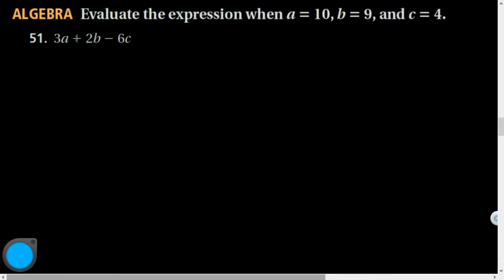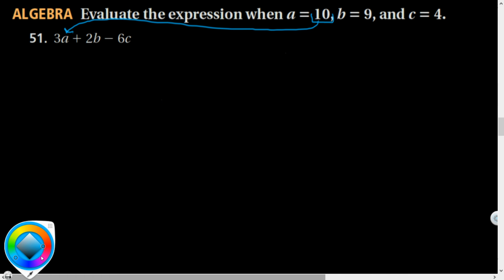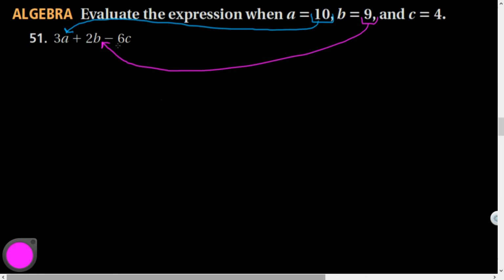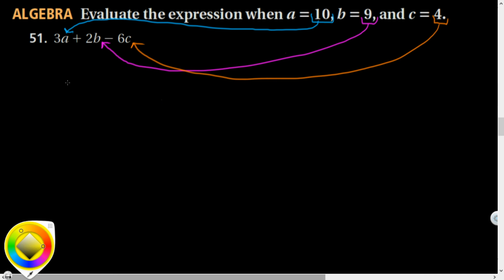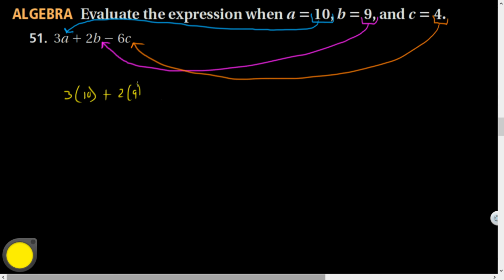Here we go. 51, evaluate the expression when A is 10. So plug in 10 for the A, called the substitution property. And B is 9. And C, I guess I'll use orange, is 4. I'm pretty pleased with those arrows. Round of applause for myself for those arrows. Let's plug those in and evaluate. So 3 times 10 plus 2 times 9 minus 6 times 4.